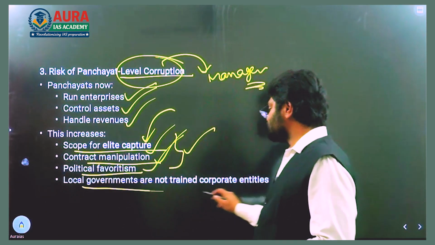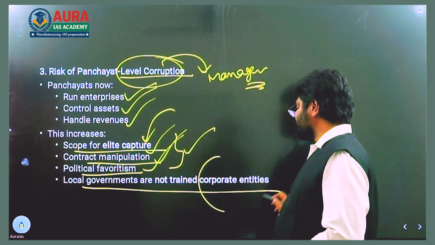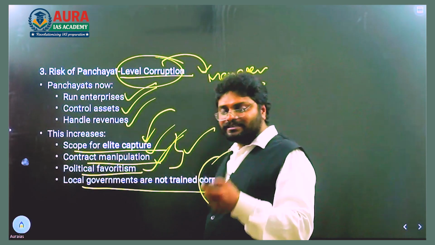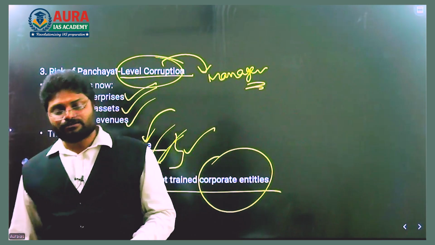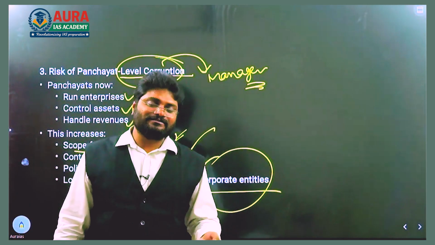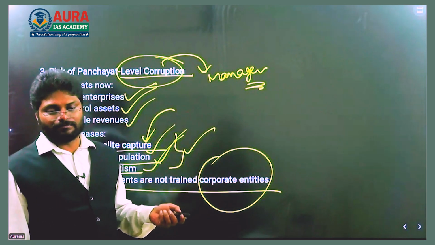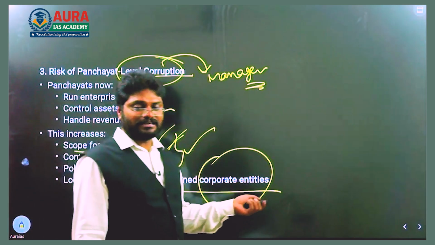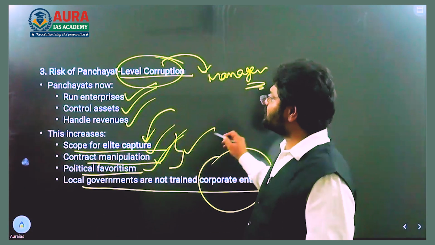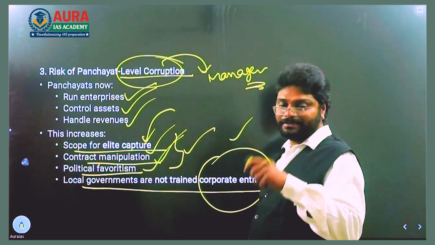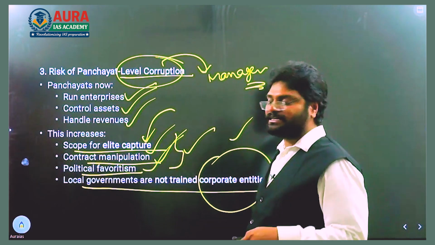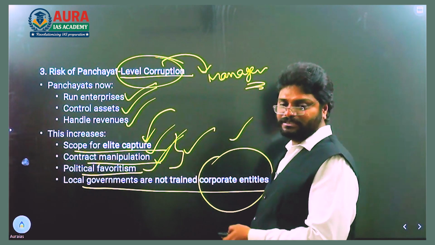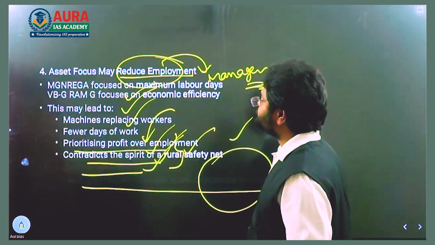Local governments are not trained as corporate entities. Auditing and bookkeeping should be done, and all revenue-related matters filed with the central government. All these things are not trained for at the local government level. So high-level corruption may breed at the village level wherever money flow increases. That should be carefully managed.